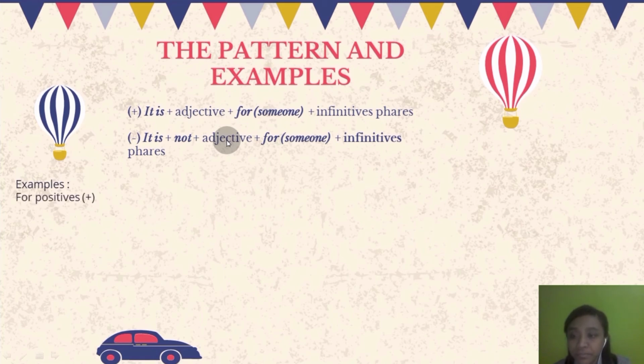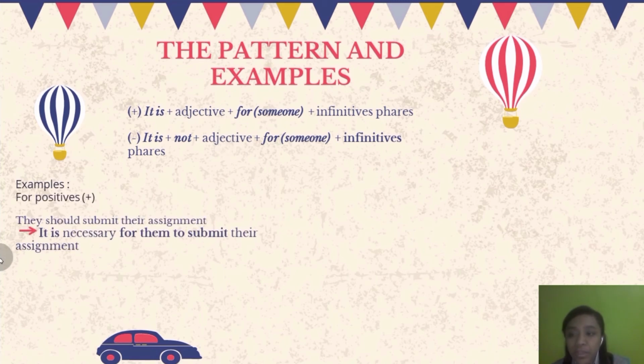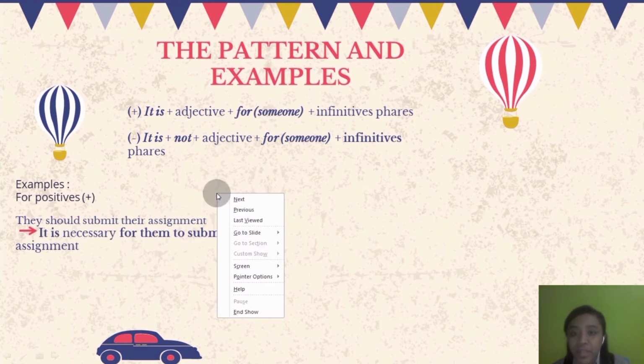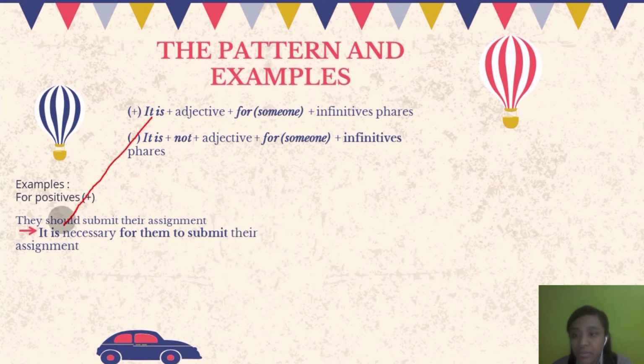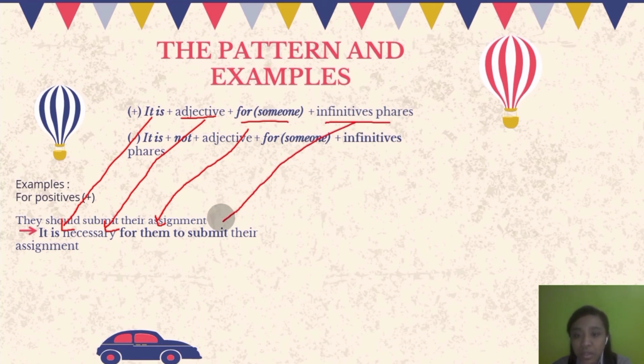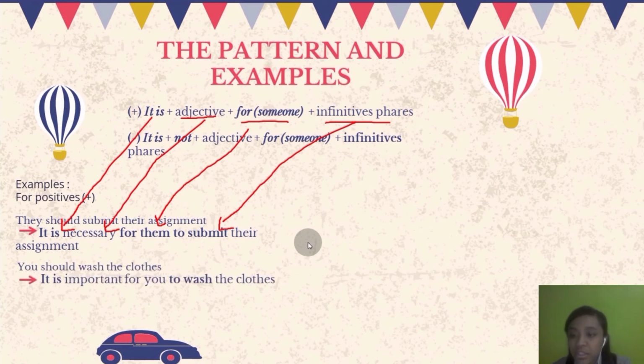For the example, for positive we have: they should submit their assignment. It is necessary for them to submit their assignment. It is referring to this one, it is, adjective refers to necessary, for someone refers to for them, and infinitive phrase refers to submit their assignment. Next, you should wash the clothes. It is important for you to wash the clothes.